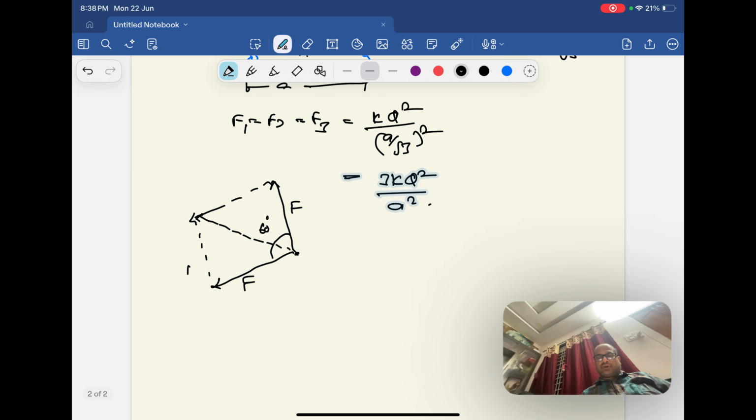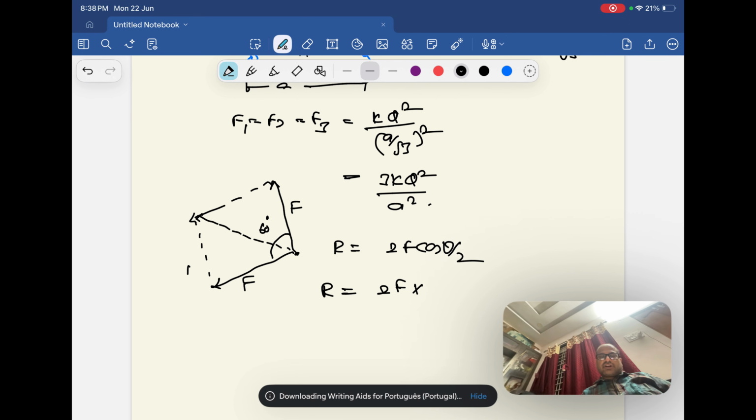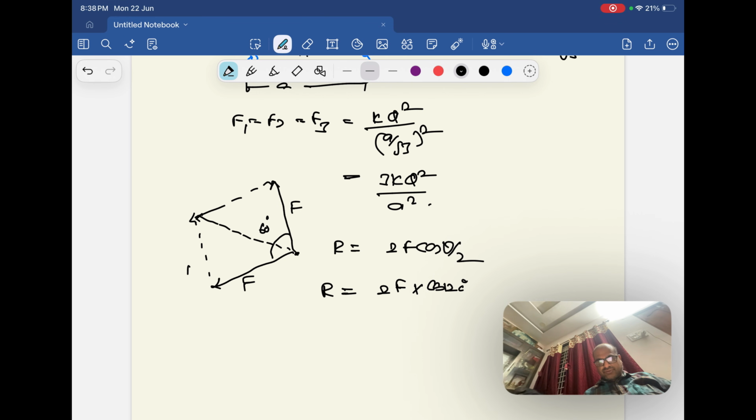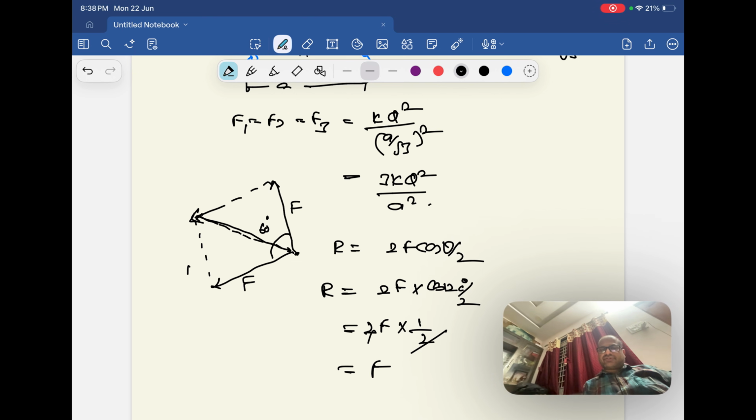So the resultant, how much? When two vectors are of equal magnitude, the resultant formula is what? R is equal to 2F cos theta by 2. So the resultant force will be 2 into F, cos 120 by 2, which is cos 60. That equals 2F into cos 60, which is 1/2. So this becomes F. The resultant force here will be F.